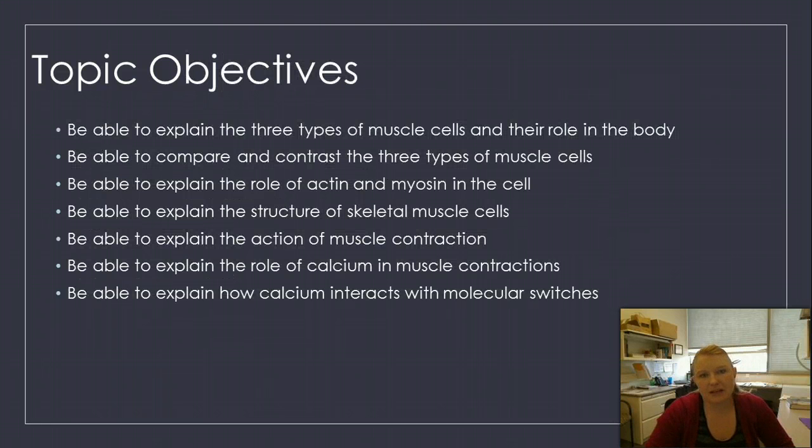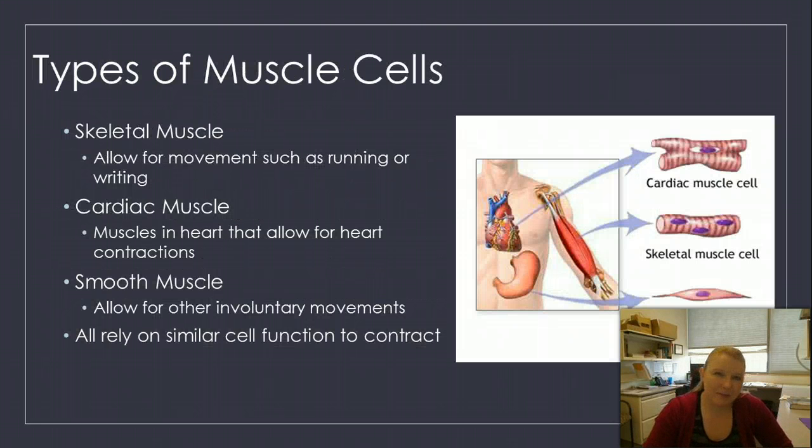Here are the topic objectives. I expect these ones to be maybe the most difficult objectives of the chapter for you, so please let me know if you have any questions about them so we can go through these. Now, as I said, in A&P, you probably went through all sorts of different stuff, but there's three main types of tissue we're going to talk about here because we're in cell biology, looking at the cellular level. So we're going to talk about the three main types of muscle cells: skeletal, cardiac, and smooth.